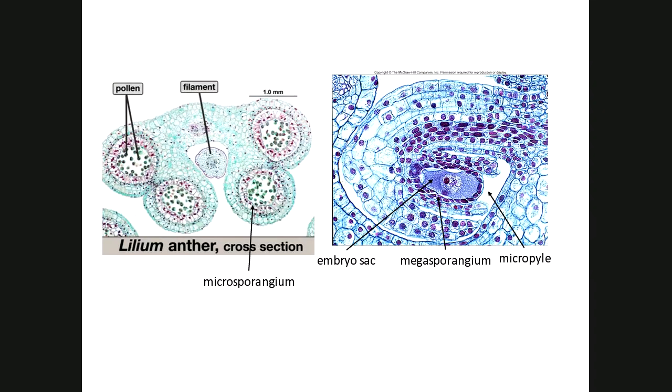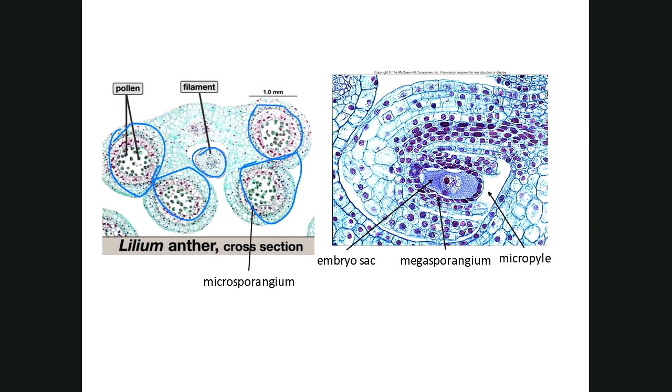There we go. On the left-hand side is the male part. What they've done is taken the anther and sliced through it, so you're looking down the filament. There's the filament. And this has actually got a tetrad of anthers. Each of these is a microsporangium that's going to produce microspores that are going to make pollen. Lots and lots of pollen.